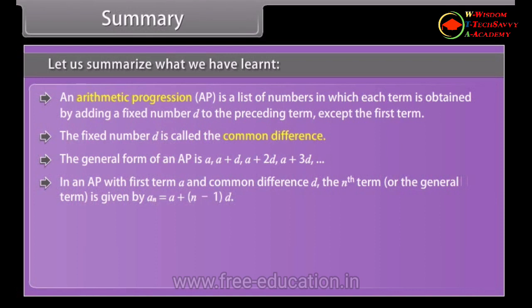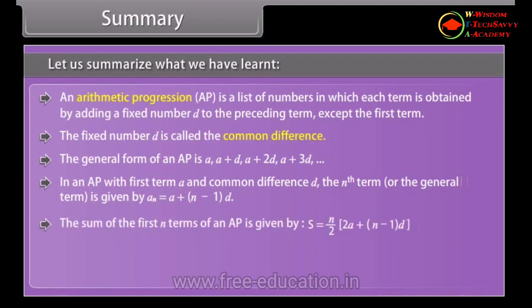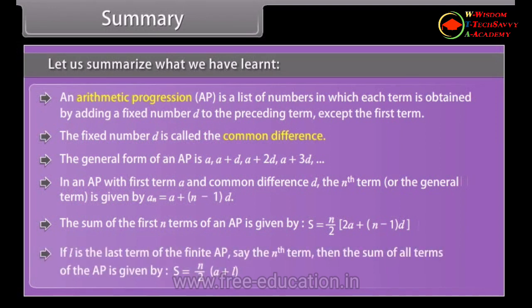In an AP with first term a and common difference d, the nth term or the general term is given by an is equal to a plus (n minus 1) into d. The sum of the first n terms of an AP is given by S is equal to n upon 2 into (2a plus (n minus 1) into d). If l is the last term of the finite AP, say the nth term, then the sum of all terms of the AP is given by S is equal to n upon 2 into (a plus l).